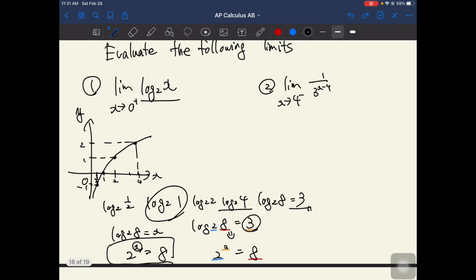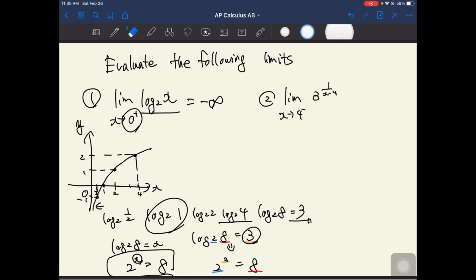The x value cannot be negative in a log. So yeah, it became like this. And when x approaches 0 from the right side, I mean from here to here, the value is going to be negative infinity. That's all.